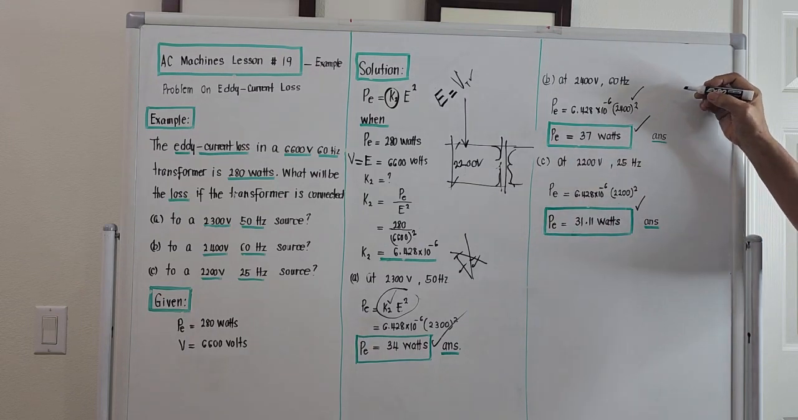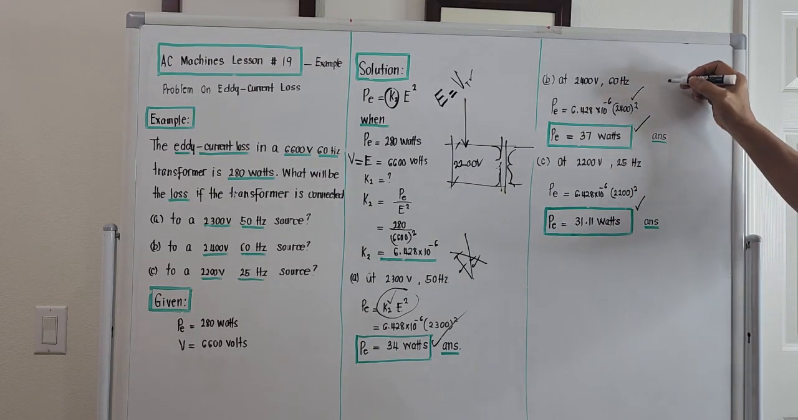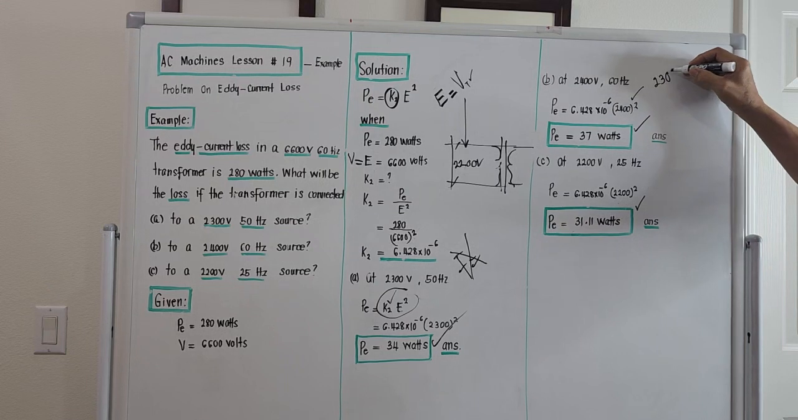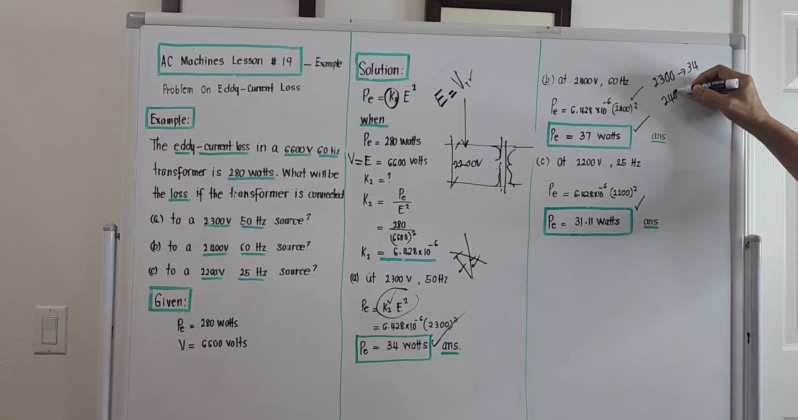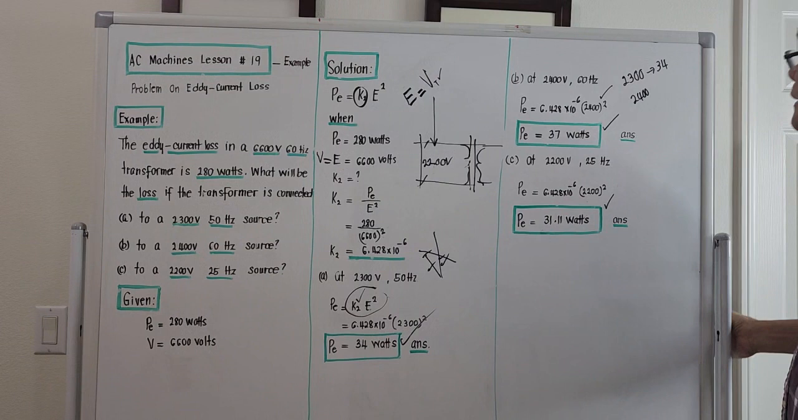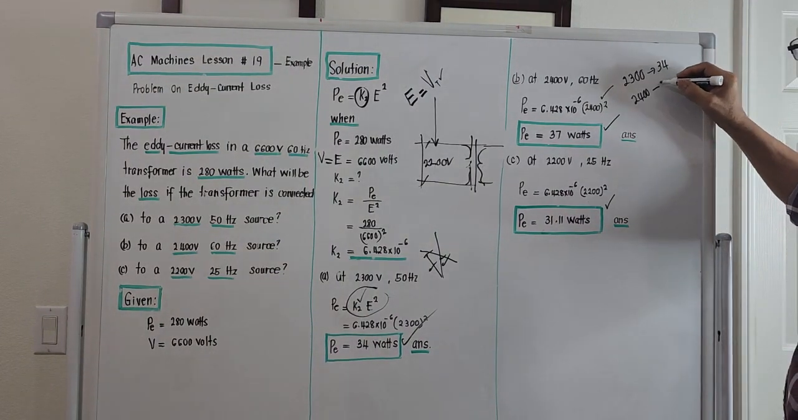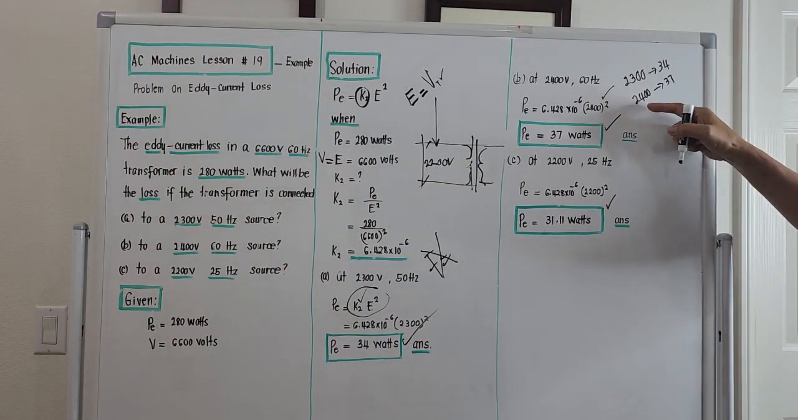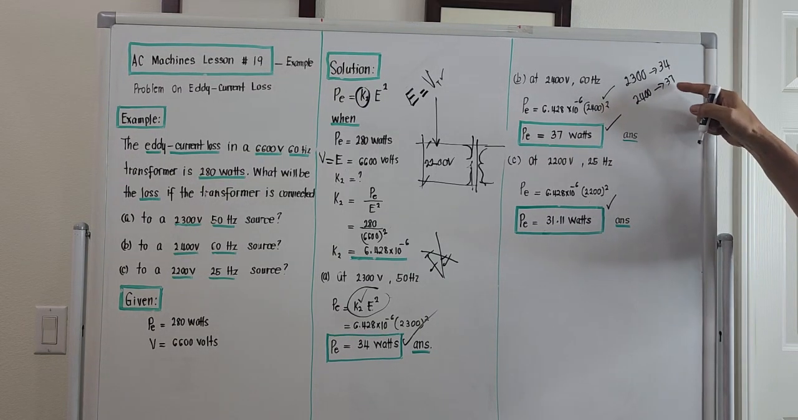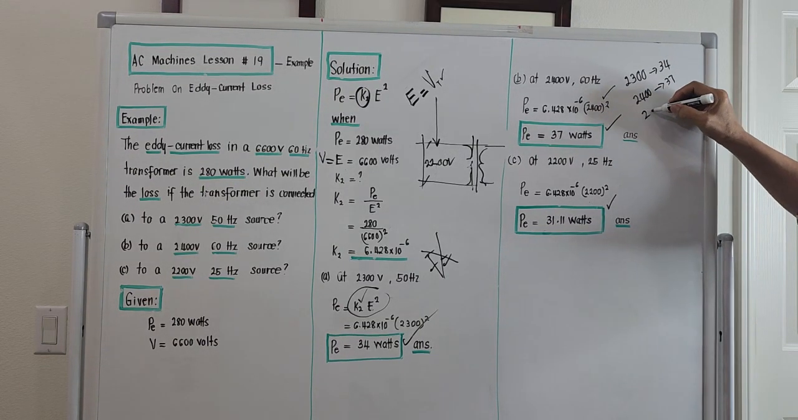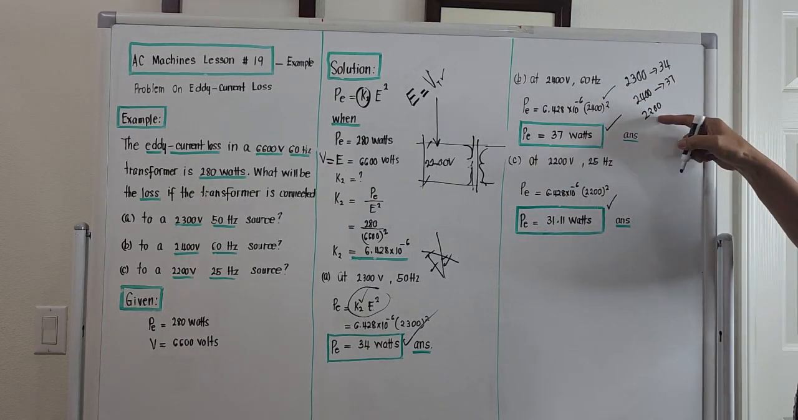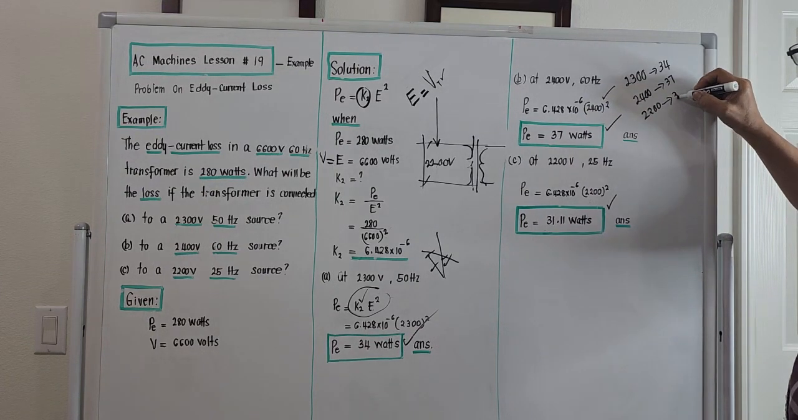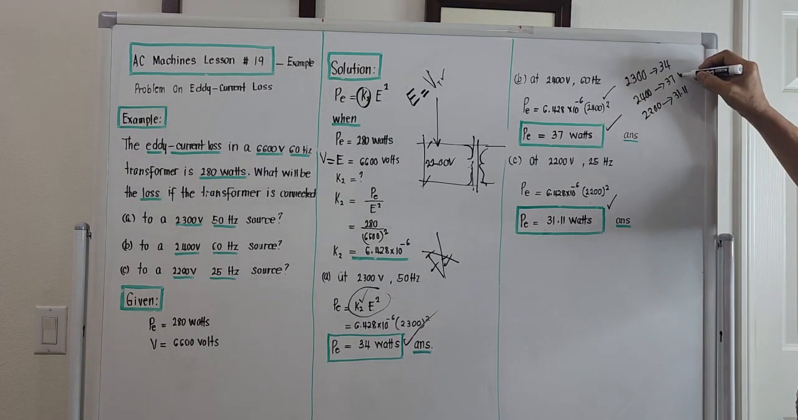You see, the first one is 2300, the eddy current loss is 34. At 2400, it is 37. This is bigger, so the eddy current loss is supposed to be bigger. And at 2200, the last one, this should be the smallest. What comes out is 31.11 watts.